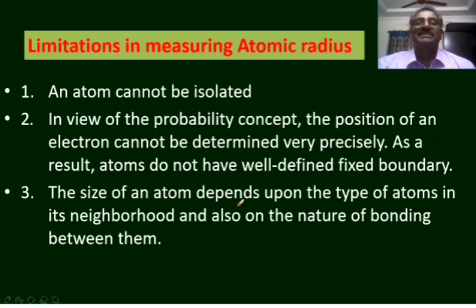But there are some limitations in measuring the atomic radius. What are the limitations in measuring the atomic radius? One is atoms cannot be isolated. We cannot handle a single atom. Even if you take some micrograms of substance, it contains millions of atoms. So the size of the atom or the radius of the atom cannot be calculated. So this is one of the limitations in measuring the atomic radius. What is it? We cannot handle a single atom, that is, atom cannot be isolated.